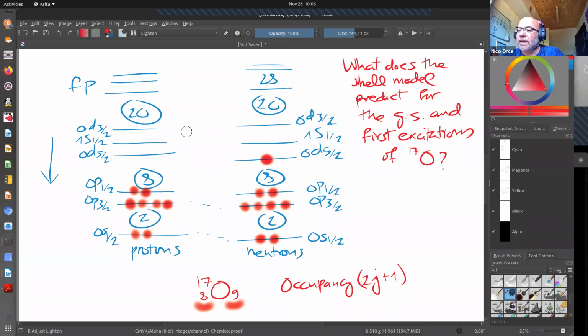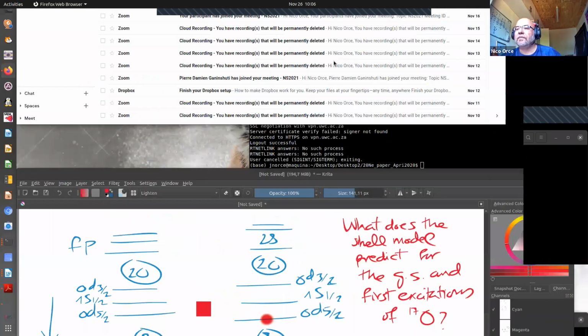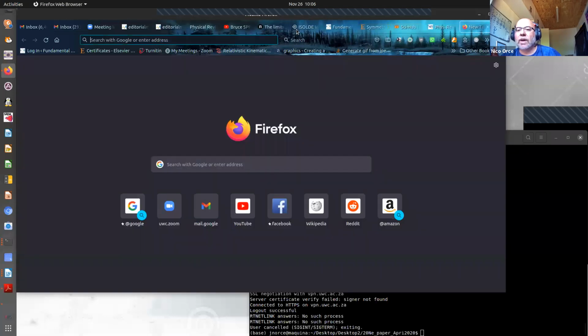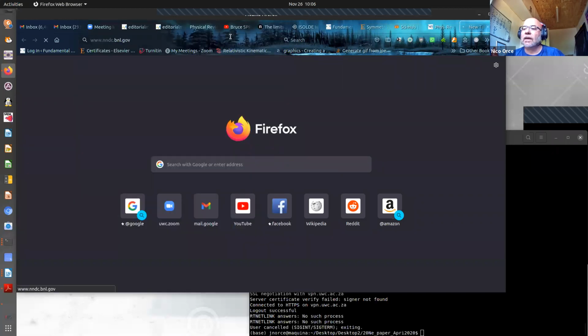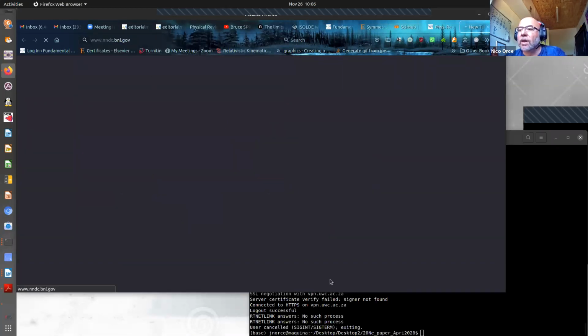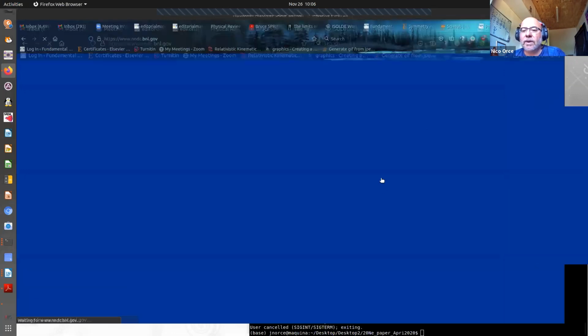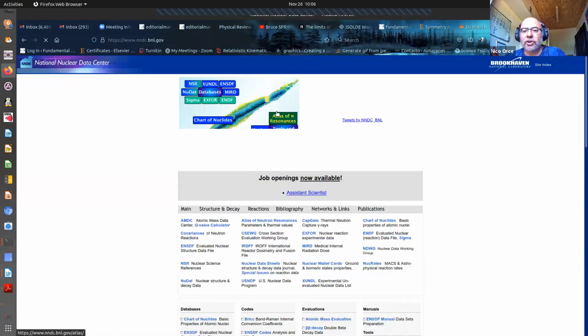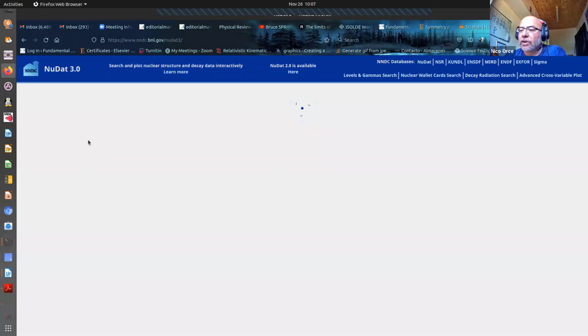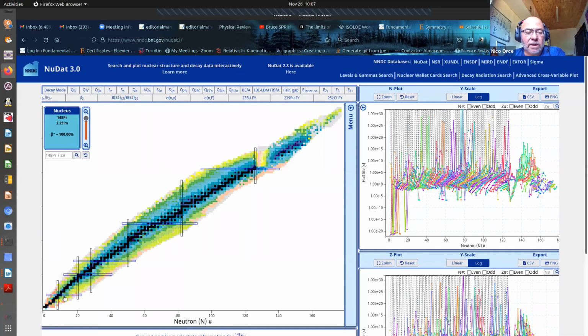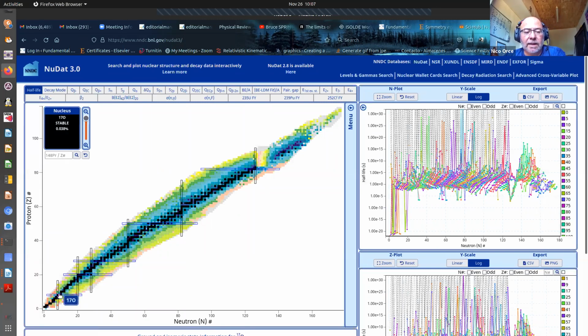So now we're going to see what the experimental data tells us. We're going to go to our NNDC data, the data evaluation, NNDC. I'm going to make this bigger so we can see things nicely. And we're going to go to the chart. In this nuclear chart, we're going to go to oxygen 17 and see what the ground state is. So oxygen 17 is here, actually. You just click there.